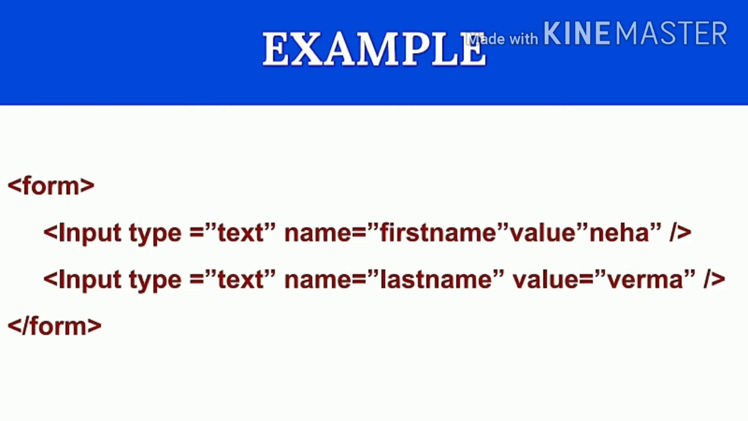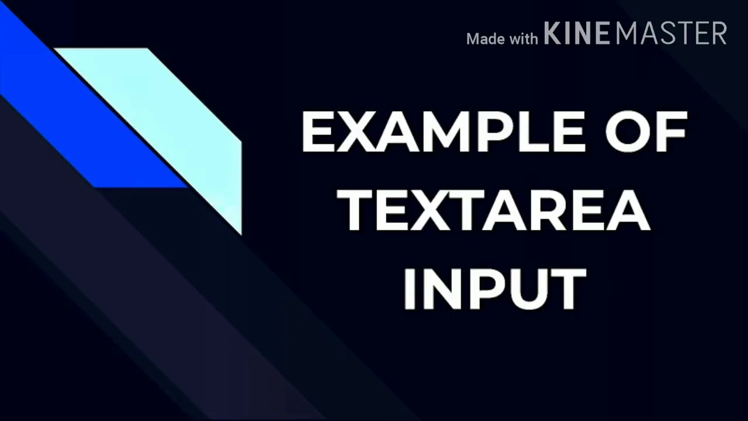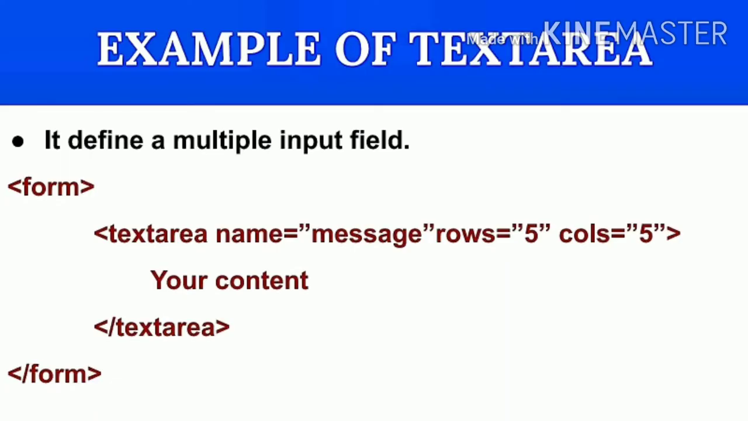So these are not another type of text. If you give the type of the input as text, then you can also use text rather than the images or another attribute in the input element. Suppose you want to give a message box in the form, then you can also use the text area in the form. The example defines a multiple input field.